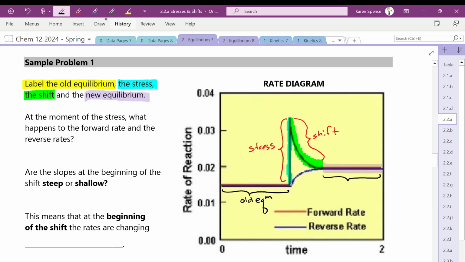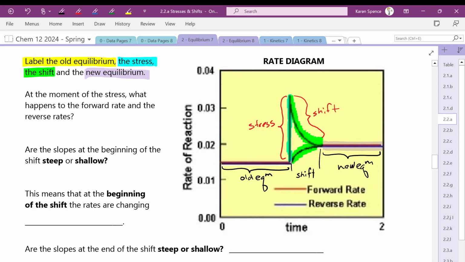The shift is just this area in here. It would be the bottom part as well. And then we have our new equilibrium. I'm never going to have you label a diagram like this, but I could say something like, at what time is the new equilibrium established? And if you had times on the bottom axis, you would have to be able to read it. Okay?